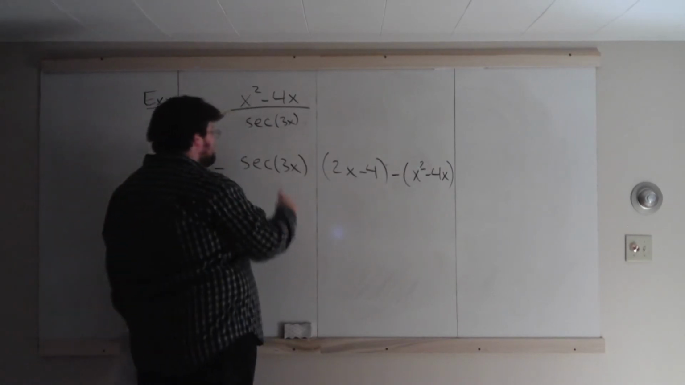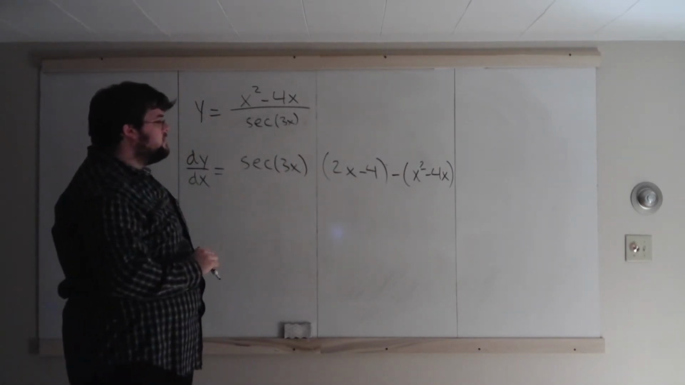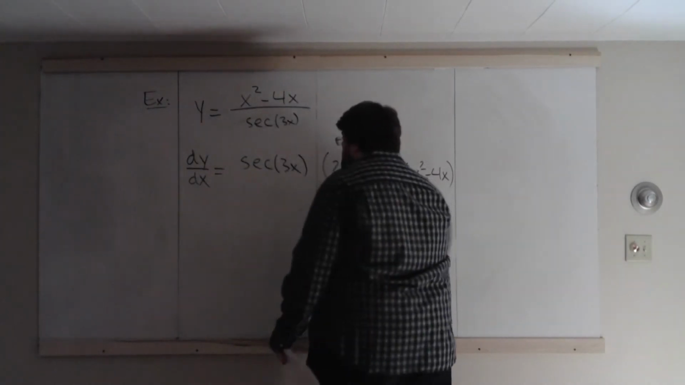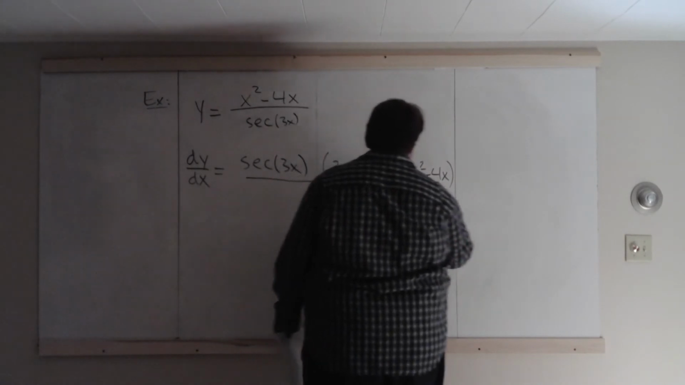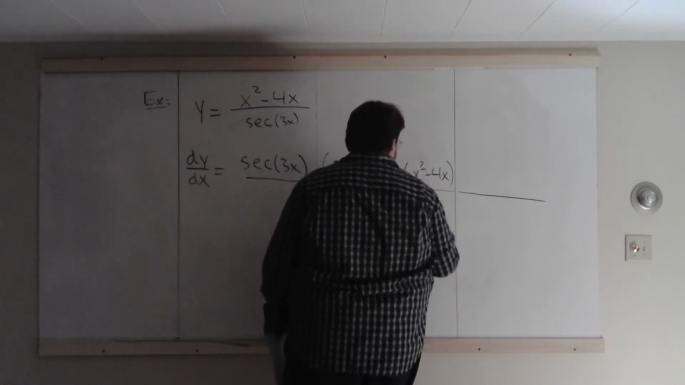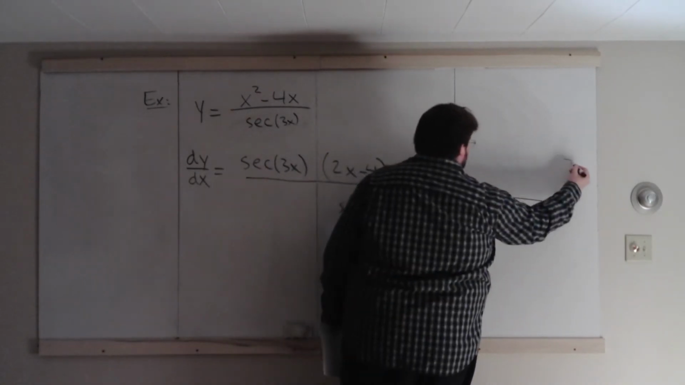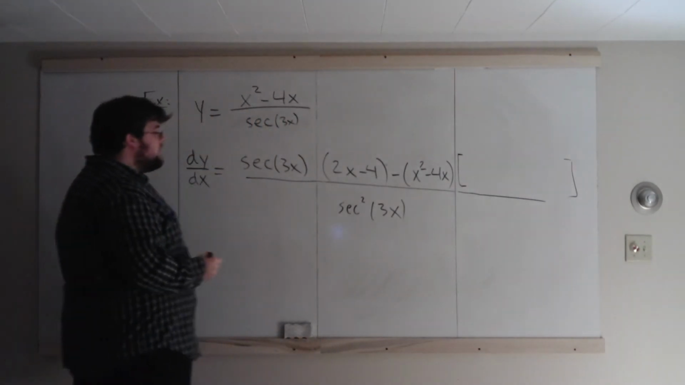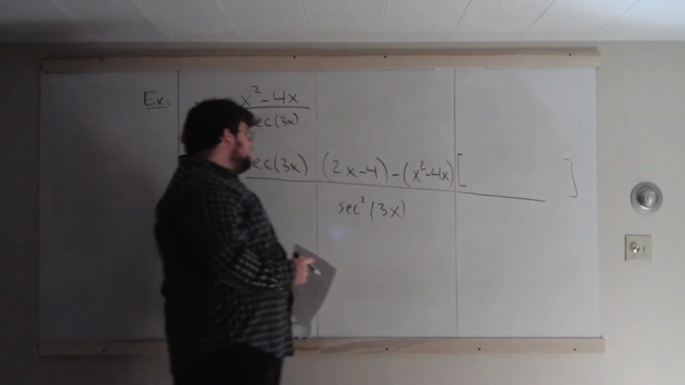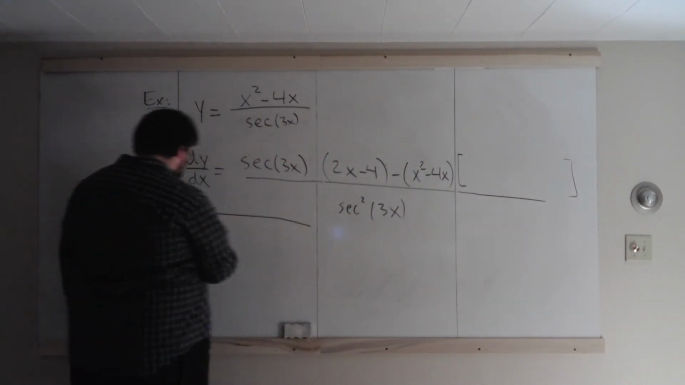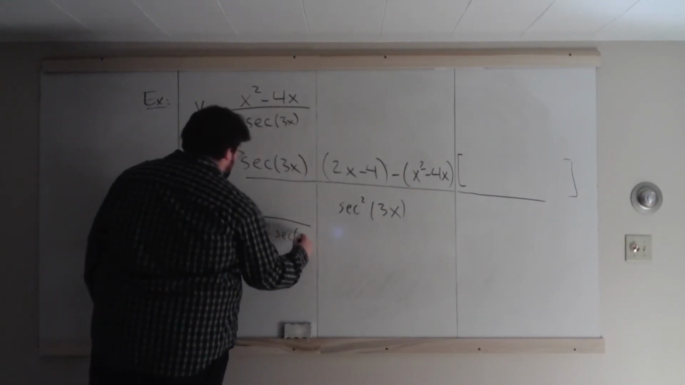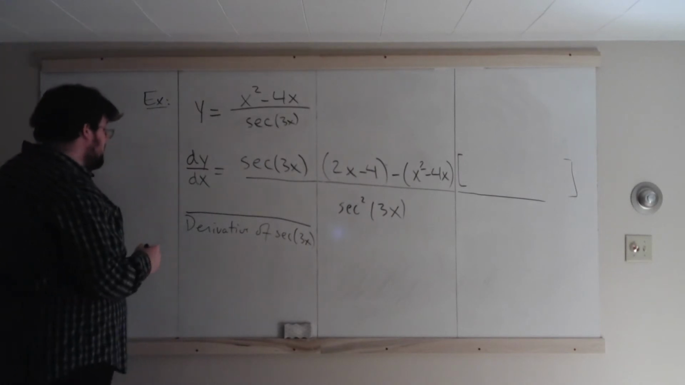Well, the derivative of the bottom is the derivative of secant of 3x. How do we do the derivative of secant of 3x? We'll do that in a moment. We need next derivative of secant of 3x over there, and then over bottom squared. So our answer is this if we put the derivative of secant of 3x over there. So let's find on the side the derivative of secant of 3x with respect to x, because that's our variable.